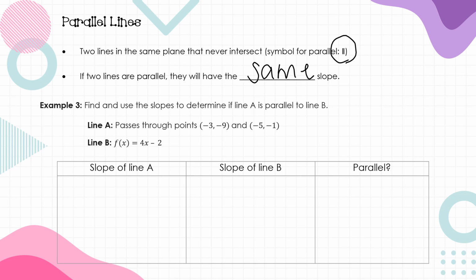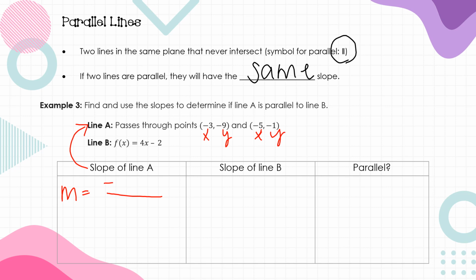So for our first example, find and use the slopes to determine if line A is parallel to line B. In order to be parallel, they must have the same slope. So what is the slope of line A? Well, I'm given 2 points on line A. So for line A, I would need to use the formula y sub 2 minus y sub 1 over x sub 2 minus x sub 1. So I have xy, xy. Again, the order doesn't matter as long as you stay consistent with your order.